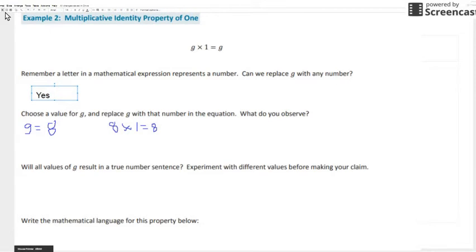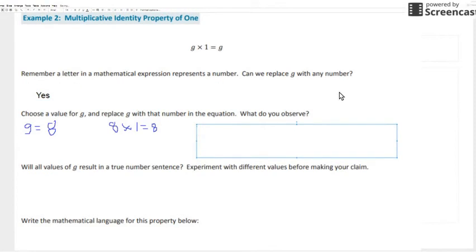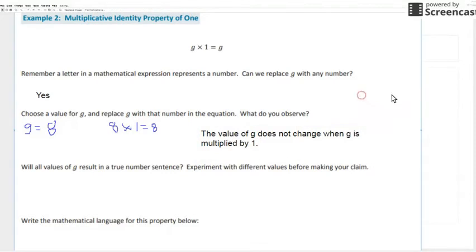So what do we observe? Hopefully we observe that whenever you multiply any number by 1, the answer is the number itself. So what we observe, very similar to the other one, is that the value of G does not change when G is multiplied by 1. Just like before with adding 0, when you multiply any number by 1, it's simply the number, whether it's 8, 9, 10. Like before, we could do multiple ones. It's all the same. We've done this several times now, and hopefully you've seen this in elementary school plenty of times. So there you go. All right, let's look at the next part.